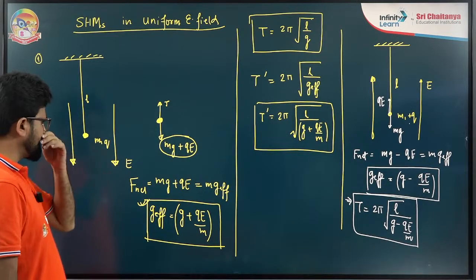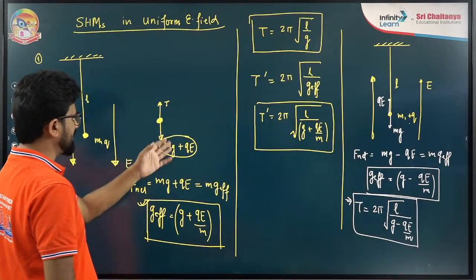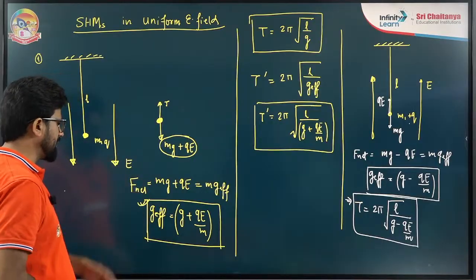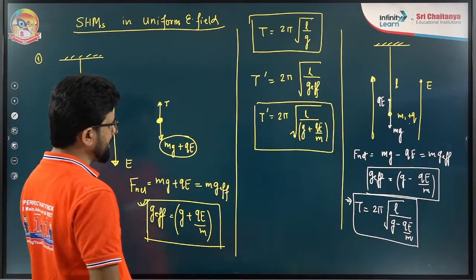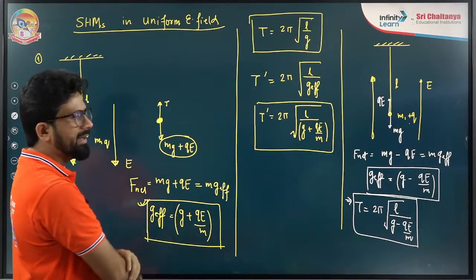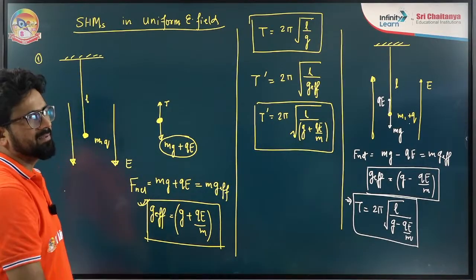For the time period, we have to calculate the net vertically downward force. So we have seen the net force is mg plus qE, that is equal to m g effective, and g effective is equal to g plus qE by m. We have got this answer.